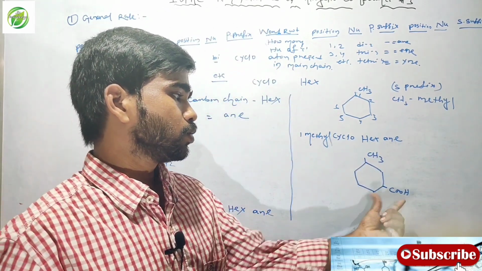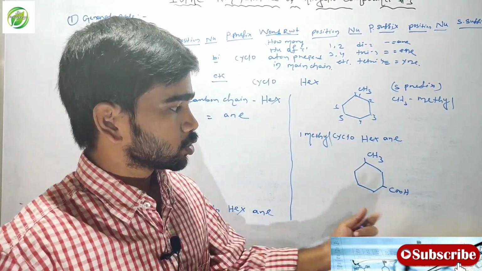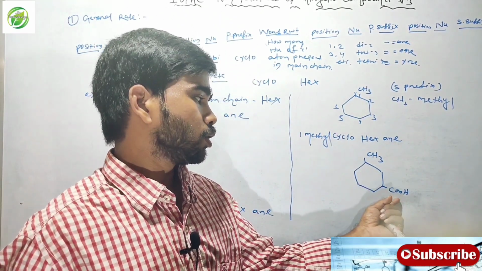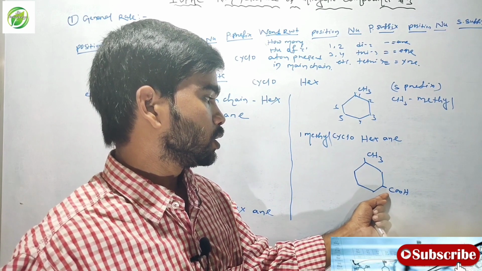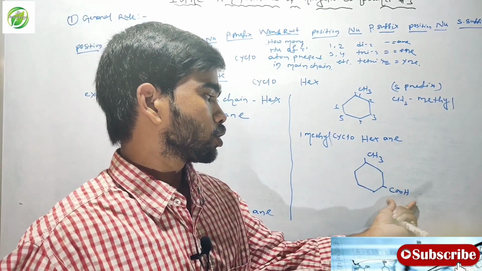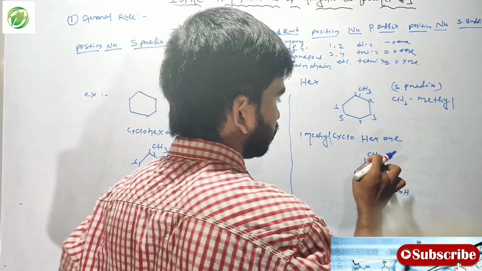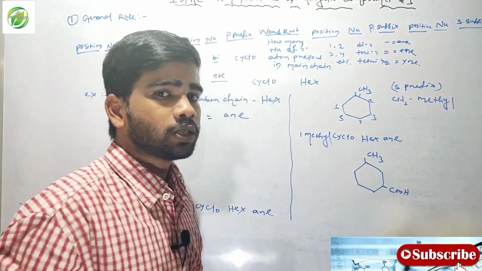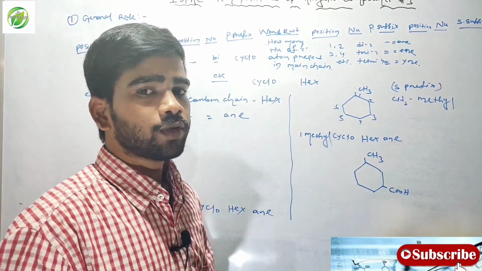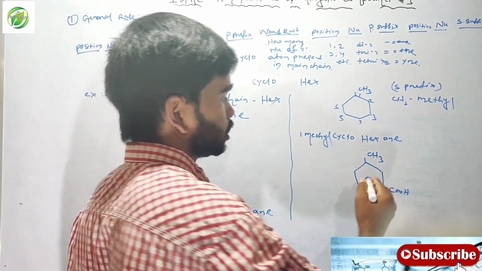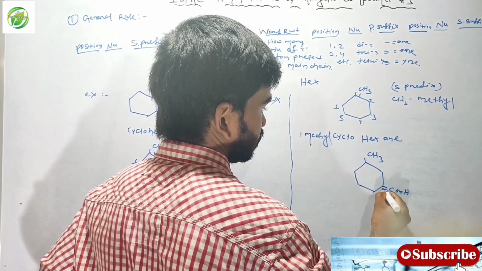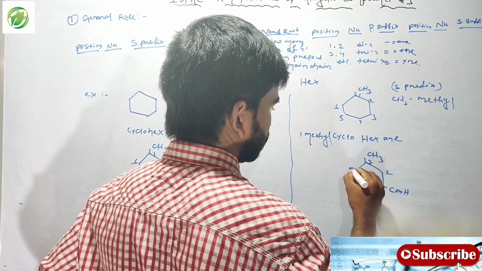Friends, in this case, we take one functional group. We already discussed that for a functional group, we start numbering from the side of the functional group position, because the functional group has more priority than the substituent. We already discussed this in our previous lectures. You can also see the previous lecture, then see this video for better understanding. So we start numbering in this position: 1, 2, 3, 4, 5, 6.